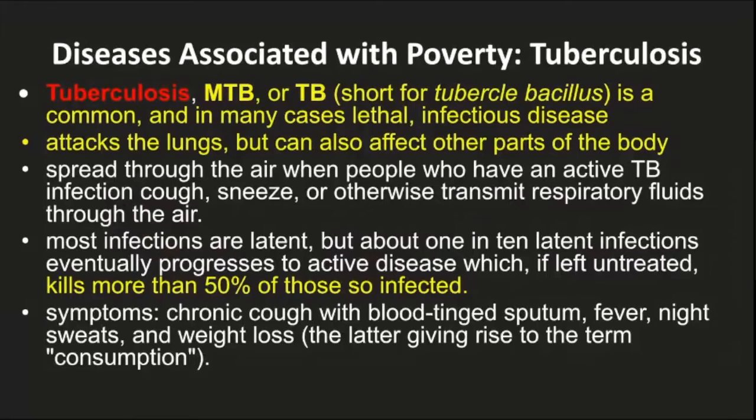We're also talking about tuberculosis as a disease associated with poverty, especially in developing and first world countries in the early part of the 20th century. It's short for tubercle bacillus. It's common and in many cases lethal. It's an infectious disease that attacks the lungs, but also can affect other parts of the body. It kills more than 50% of those infected. Now they've developed vaccines for this, and it is not a major problem in the world anymore, but it does persist in third world countries.